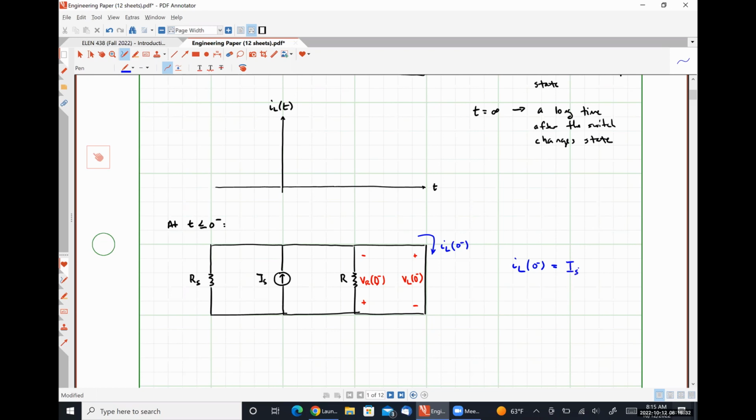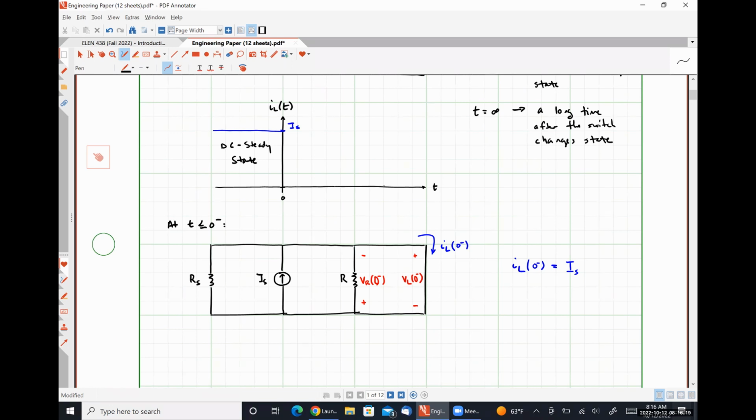So, if we plotted things here, let's consider this value to be IS. So for all time up to t equals zero, our inductor current has this fixed value. We are going to consider this a DC steady state condition for our circuit. So effectively, we've treated it as a DC circuit.